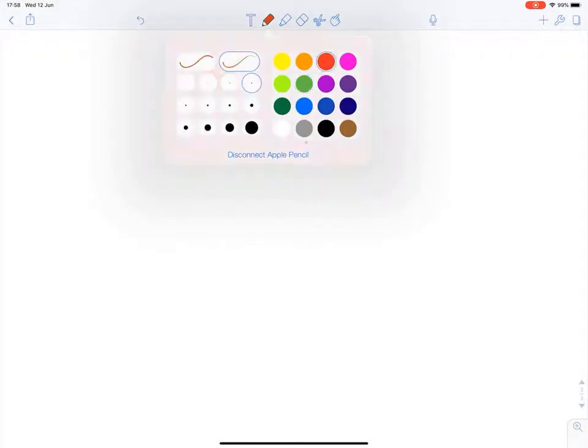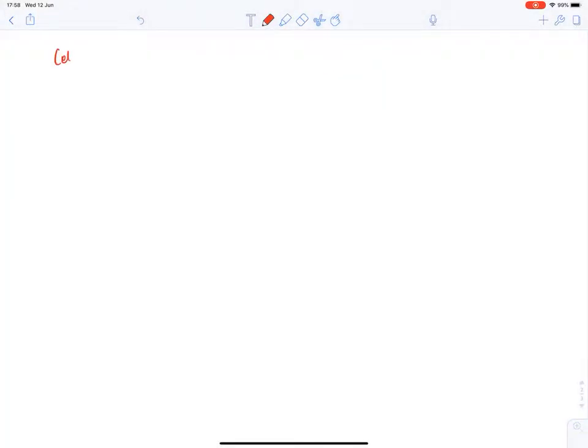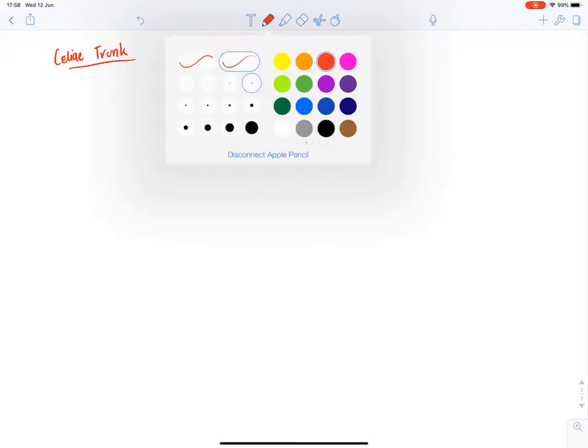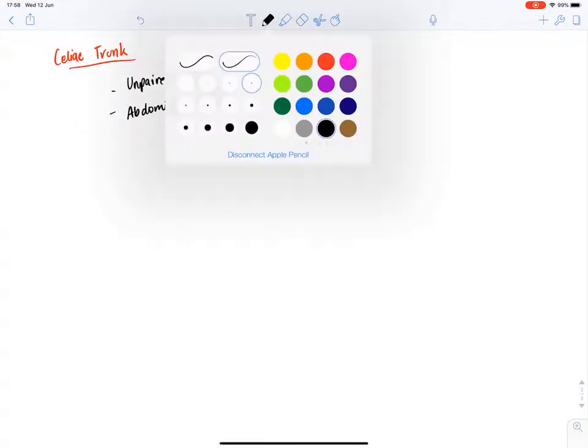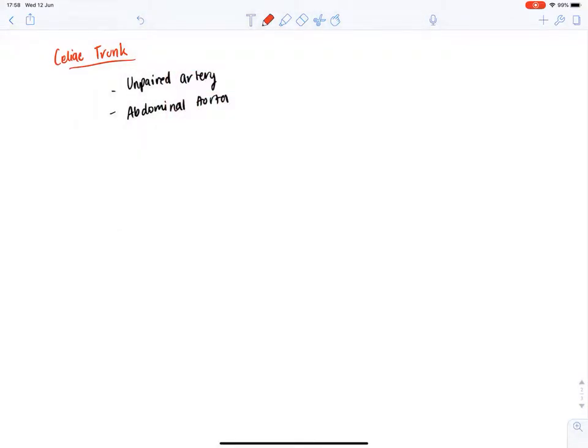Hi guys, in today's video we're going to be talking about the celiac trunk, which is one of the arteries that supplies the upper GI tract. The celiac trunk is an unpaired artery, not a paired artery like your renal arteries, and it originates from the abdominal aorta.